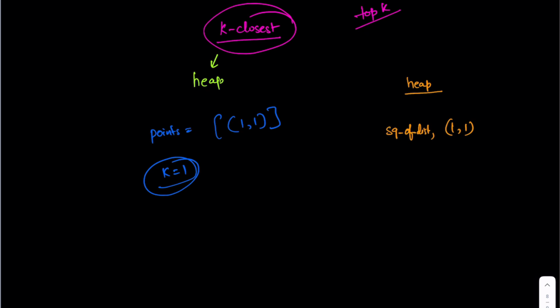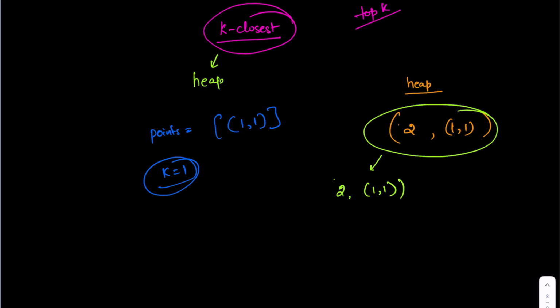For 1, 1, this value is 1 squared plus 1 squared, which is 2. This is the tuple that we are going to keep in our heap. And then when we are building our result, we will pop this item from the heap. That will give us 2, 1, 1, and then we will take the point part of this item and that will be the answer. Okay, so let's take a bigger example.